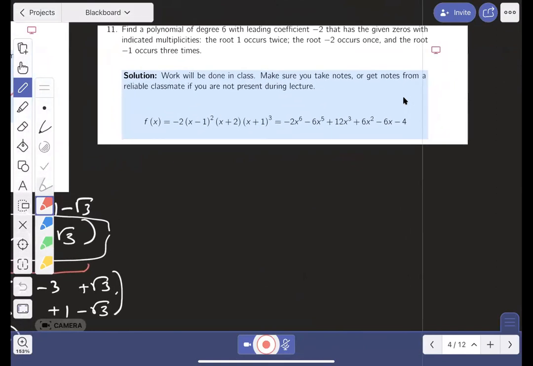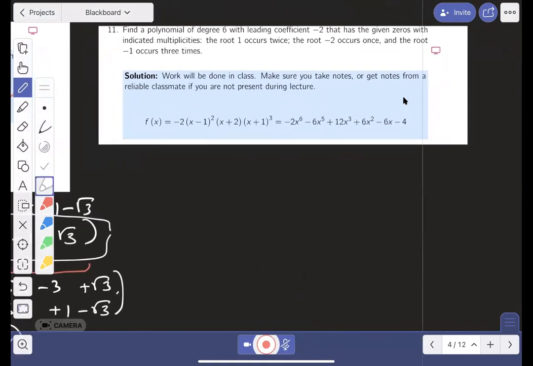All right. Let's take a look at this one over here. And this one says find a polynomial of degree 6, leading coefficient of minus 2. All right, so I know I'm going to have a minus 2x to the 6th somewhere in the problem. Eventually. I just don't know when I'm going to get there.